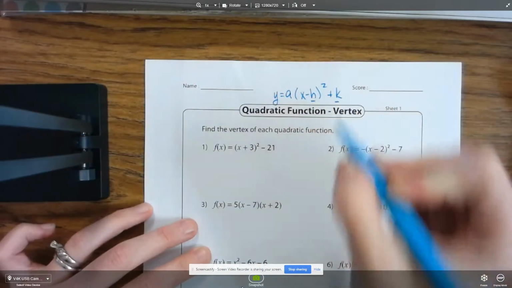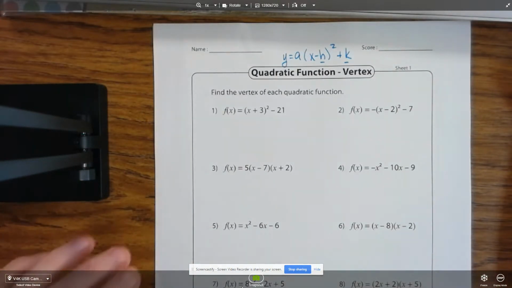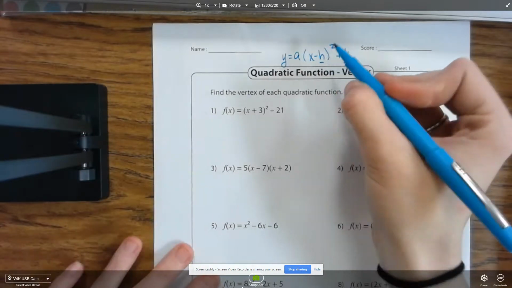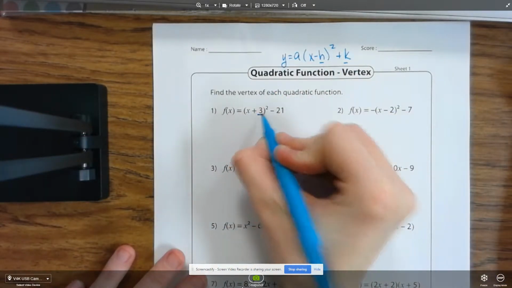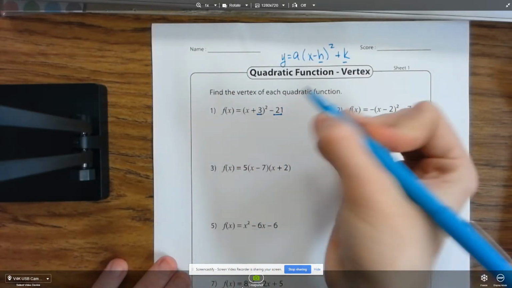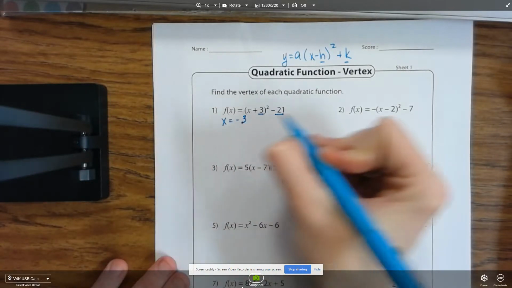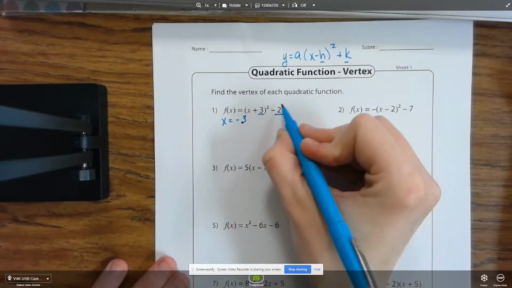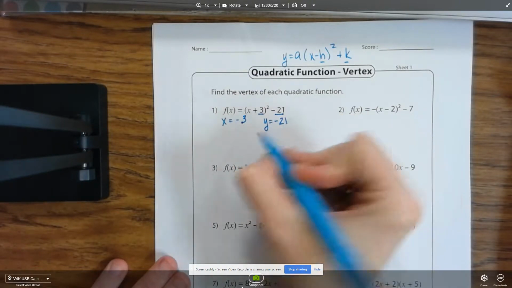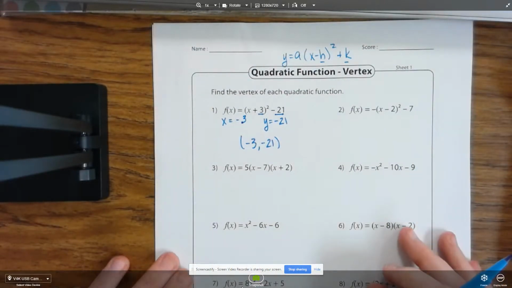So h and k are our vertex. And so to find your vertex, you just pull those 2 points out. Now remember, they're going to be the opposite. So this is my h and this is my k. So if this is a positive 3, my x is going to be a negative 3. And then this one stays, this would be a negative 21. And so my vertex would be at negative 3, negative 21.